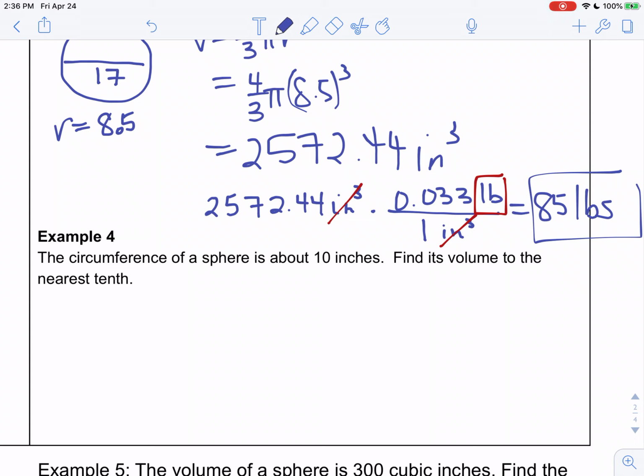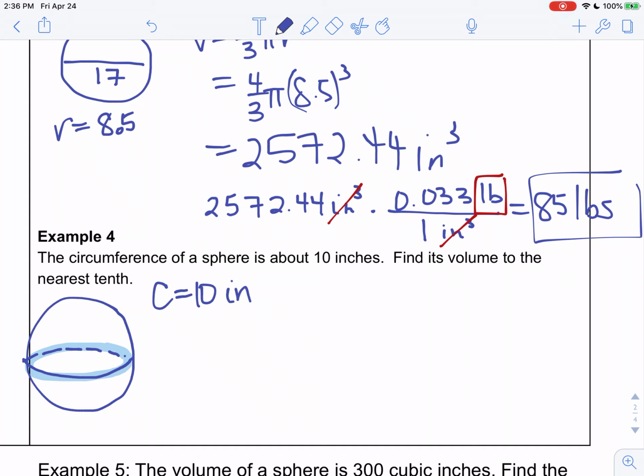All right, example 4, we're dealing with the circumference of a sphere. If I want to draw a sphere 3D style, I start with a circle, and then I draw this outward curve, and then I can show the back part of it with a dotted line. And we know the circumference, so all the way around the edge of that sphere, think like equator. The circumference of that sphere is 10 inches. It's our job to find the volume.